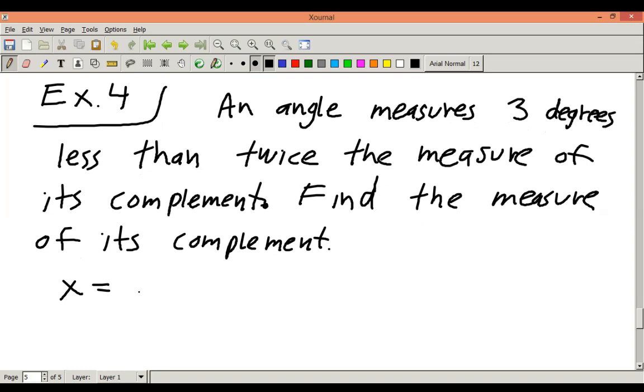So I'm going to say x is the angle we're talking about, the measure of the angle to be more specific. And so that means that the complement would be 90 minus x. If an angle is x, we know the complement is the number which, with that first angle, adds up to 90. So we can just take 90 minus our angle, and that'll be the complement of the angle. Oops, I think I spelled that wrong.